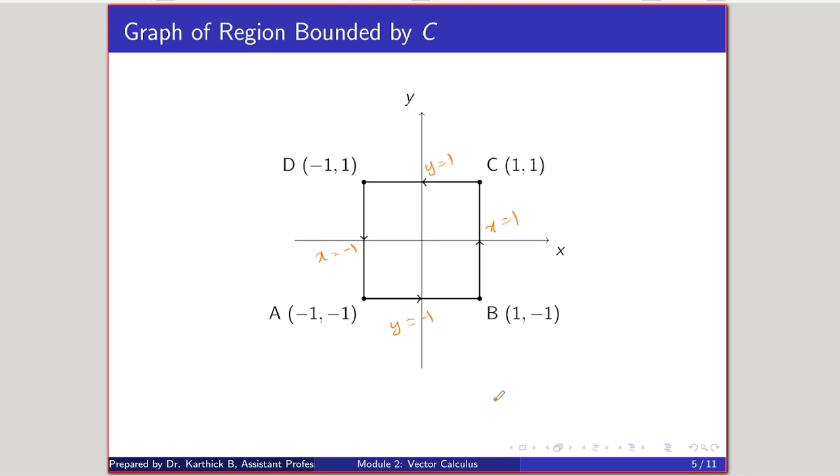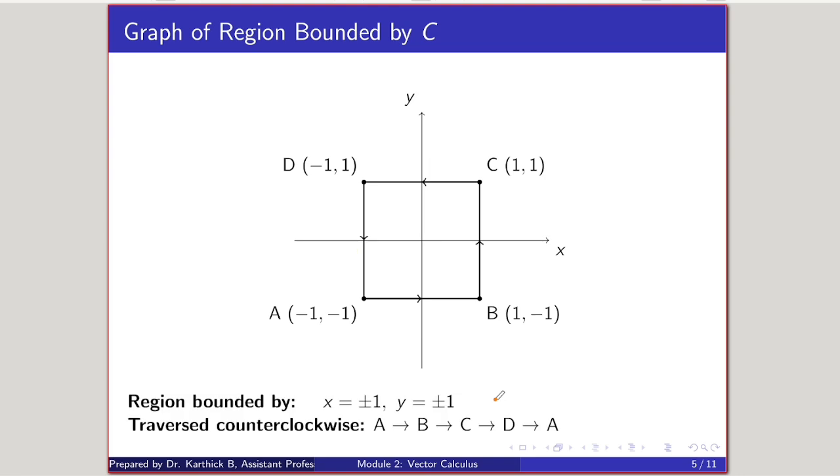After drawing the given equations, we have to note that it always moves in the anti-clockwise direction. So here I am starting at the point A as minus 1 comma minus 1. This has to move in the anti-clockwise direction. So with this region, the counterclockwise traversal will be A to B, B to C, C to D, D to A.